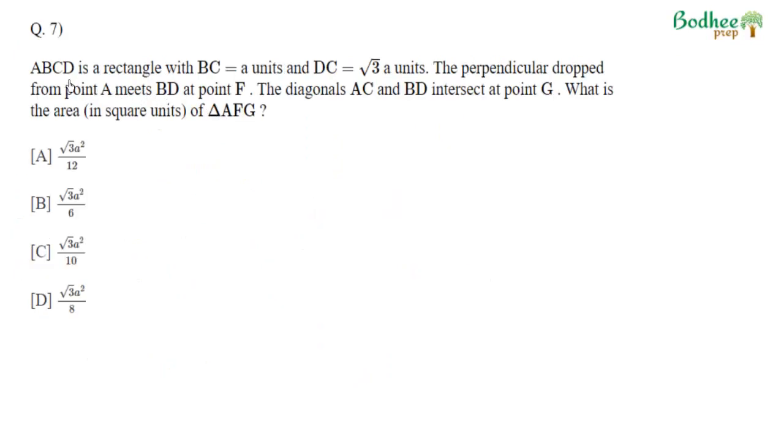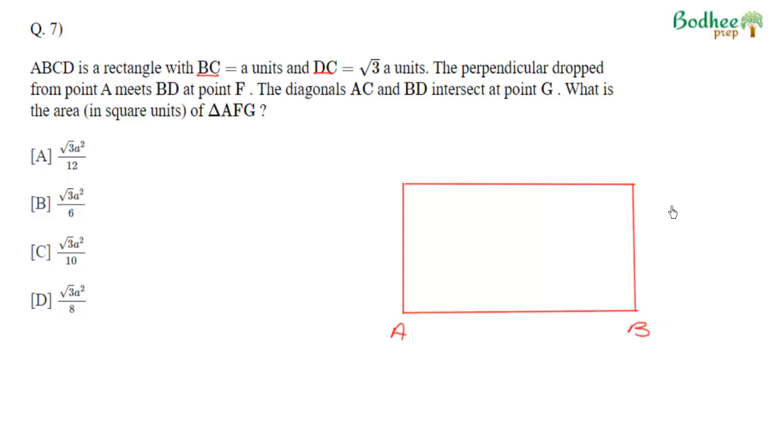Now here the question says that ABCD is a rectangle and the values of BC and DC are given to us. So let us draw that rectangle. If this is a rectangle like this. So this is A, B, C and D, right? And the value of BC is A, so is the value of AD, right? And the value of DC is root 3 of A, and that will also be the value of AB, right? Because this is a rectangle and these angles would be 90 degrees.